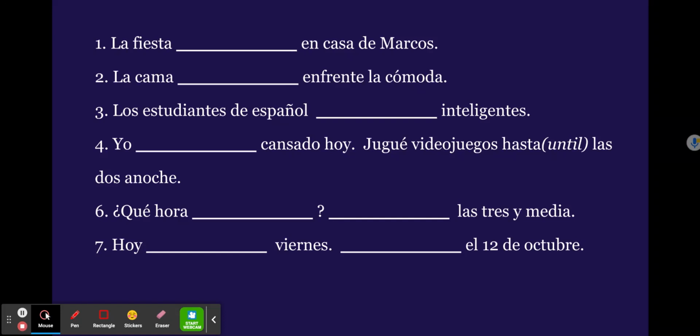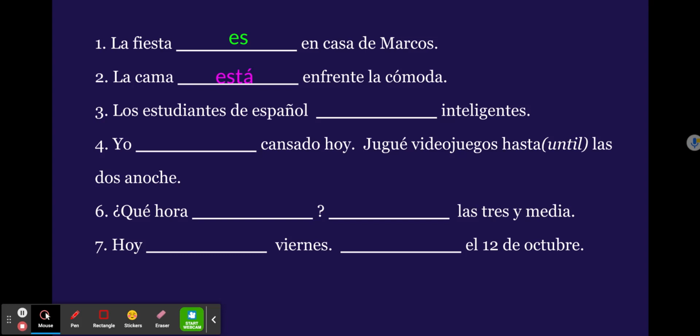Now we're going to do activity B on the back of your notes sheet. You need to decide which verb you're going to use in the sentence, and then you're going to translate it to English. Pause the video here until you're done and want to check your answers. La fiesta es en casa de Marcos. The party is at Marcos' house. That is an event location. That's why we chose es.